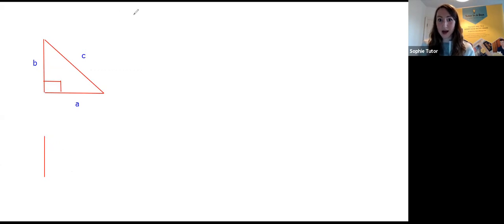Oh, that's not straight lines. Let's try this again. Okay, I'm going to give you 30 seconds to have a look at that triangle. Which length is A, B, and C?